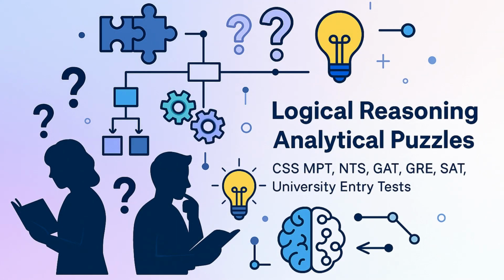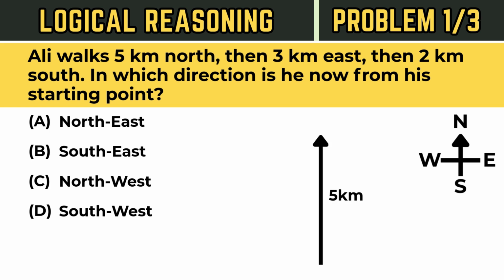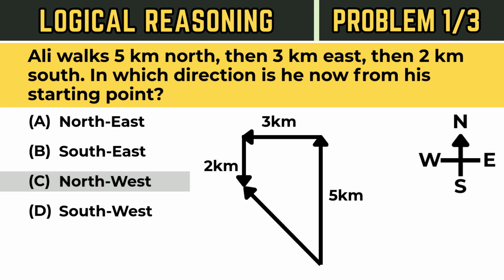Logical reasoning bonus pack. Ali walks 5 kilometers north, then 3 kilometers east, then 2 kilometers south. In which direction is he now from his starting point? First of all, we will draw a compass rose. Then we move 5 kilometers to north, then 3 kilometers to east, and then 2 kilometers to south. We need to find the position from the starting point, referring to the compass rose and the direction from the start point to the terminal point. He is in northeast direction.